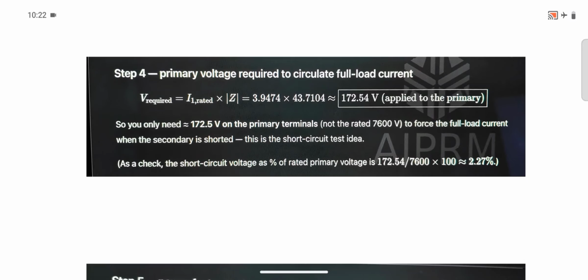Now, what is the primary voltage to circulate full load current? So simple, voltage formula, as we know, V is equal to IZ. So I1 rated we calculated and Z is the total impedance. When we apply the formula and put the value we already have, we will get the primary voltage required to circulate full load current. Okay.